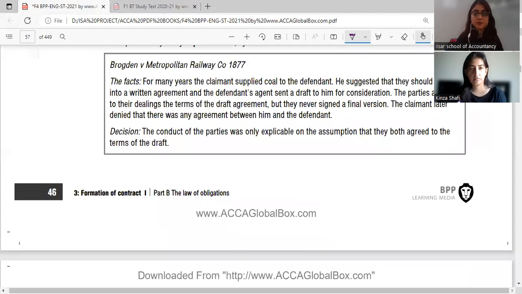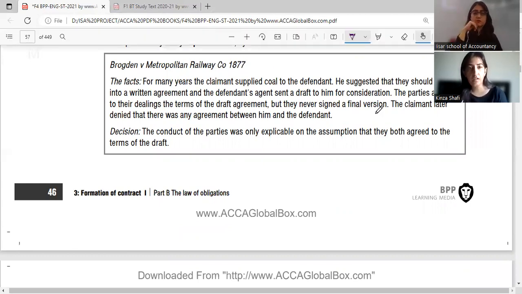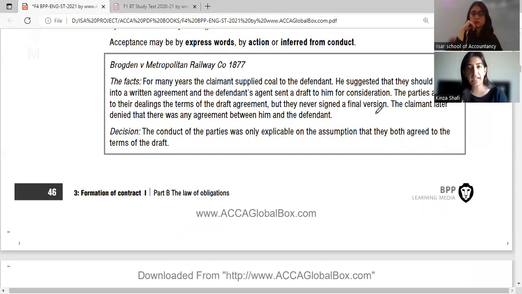Okay, here's a case. It's a simple case. Please read. Boyden versus Metropolitan Railway Company, 1877. The facts: for many years, the claimant supplied coal to the defendant. He suggested that they should enter into a written agreement, and the defendant's agent sent a draft to him for consideration. The parties applied the terms of the draft agreement to their dealings, but they never signed a final version. The claimant later denied that there was any agreement between him and the defendant. Decision: the conduct of the parties was only explicable on the assumption that they both agreed to the terms of the draft.